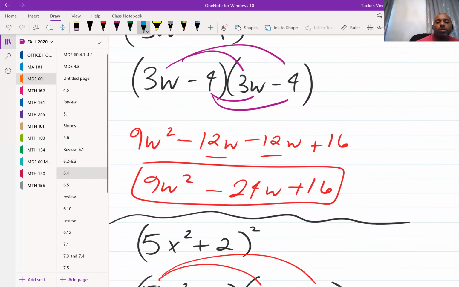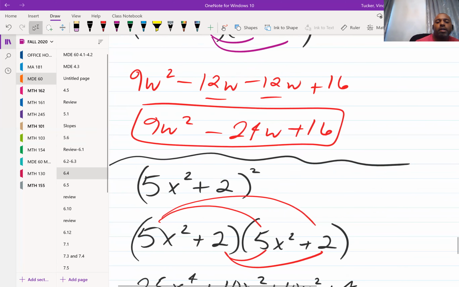All right, let's do it one more time. So here, 5x squared plus 2, squared. So once again, we'll set it up as that quantity being multiplied times itself twice. 5x squared plus 2 times 5x squared plus 2.